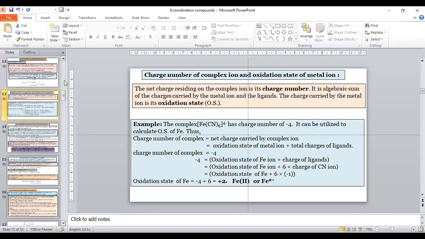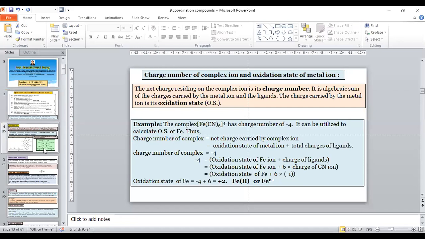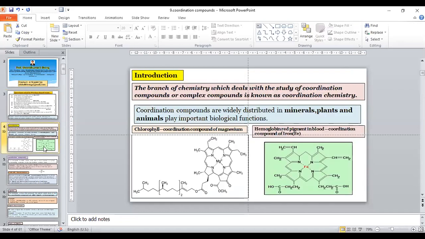So we'll start. In the last lecture, we started the chapter coordination compounds. It has 7 marks weightage, and we completed the introduction part. What is meant by ligands? What is meant by coordination chemistry? This part is already completed.